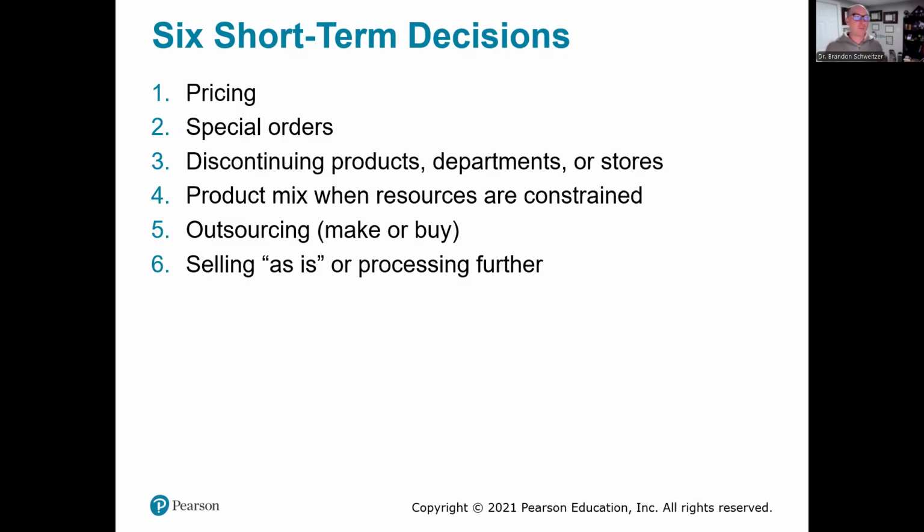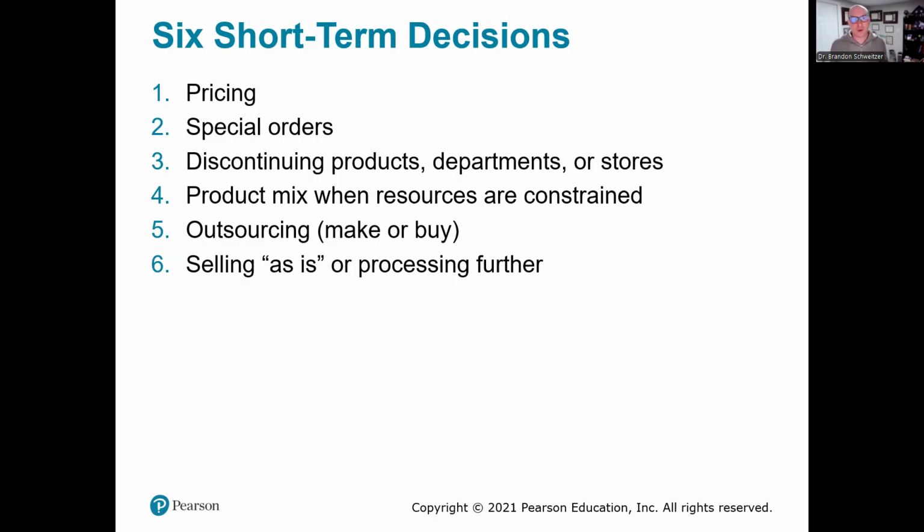The second type is a special order. This is where a customer comes to us and says, hey, I really want you to make 100 units of this basketball just for me, and I would like a special price because I'm buying in bulk. That's a special order. So a customer comes to you and says, hey, I want 100 units, but I want it at a lower price than what you normally charge per unit. That's a special order. It's like buying in bulk, special order.